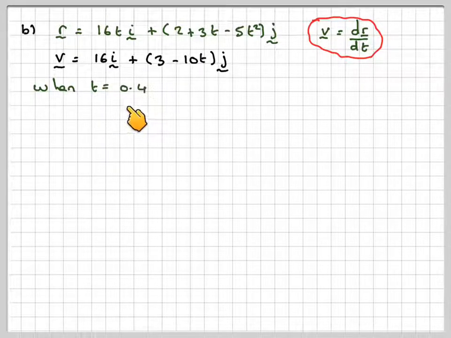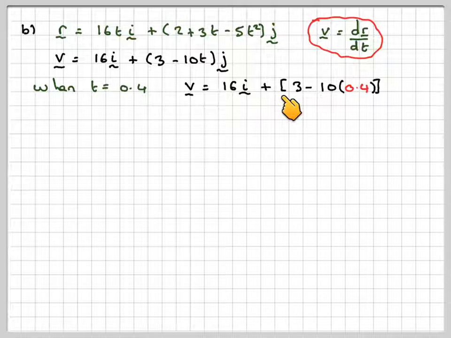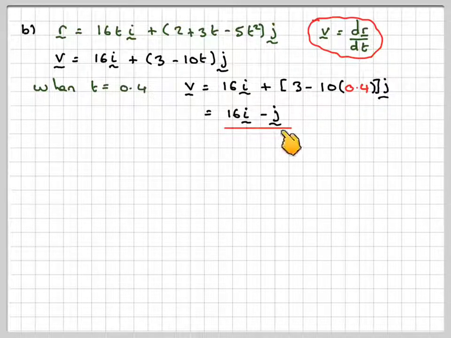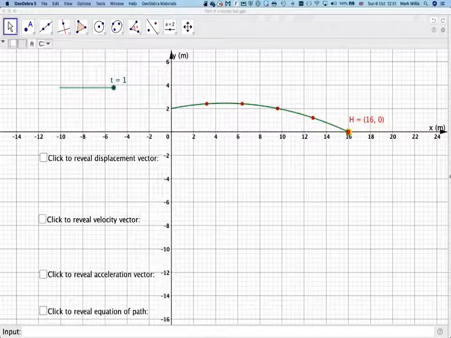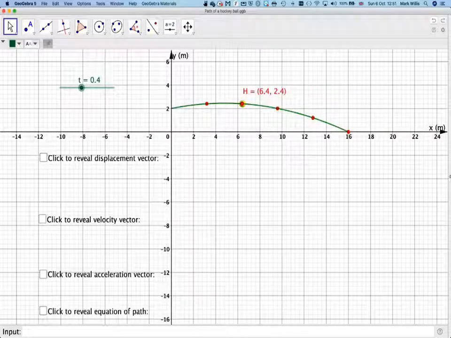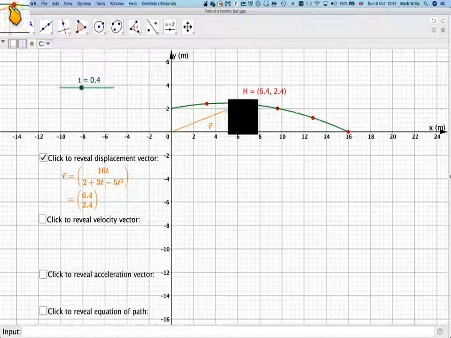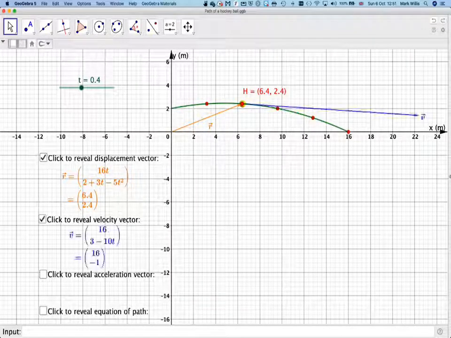When t is equal to 0.4, because we're asked to find the velocity when t is equal to 0.4, we're just going to get v is 16i, that's a constant, plus 3 minus 10 times 0.4, which gives 16i minus j. Going back to the GeoGebra app, we'll put t equal to 0.4, so that's the displacement vector here. And the blue one here is the velocity vector, which you can see is 16i minus j.